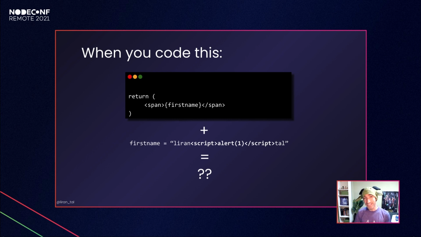So when you write this code and render it to the DOM, the user input here, like first name, for example, what happens to it? In the general case where this is insecure user input, it could lead to potential vulnerabilities like XSS on the web page. But with React, you're kind of safe.